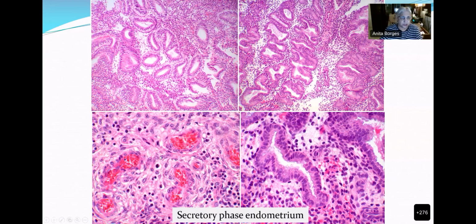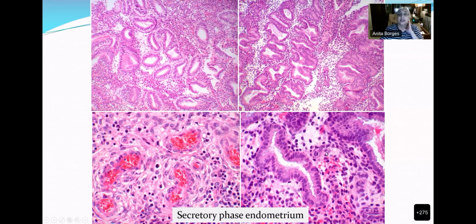You will have this spiral arteriole. And the spiral arteriole is there for two reasons, as we've said: to produce ischemia and to prevent excessive bleeding if there is no implantation and that corpus luteum is no longer supported. But you can recognize that this is a secretory endometrium if you have a well-developed spiral arteriole, and you can see it here on the bottom left-hand corner, and you see varying amounts of secretion within the glands.